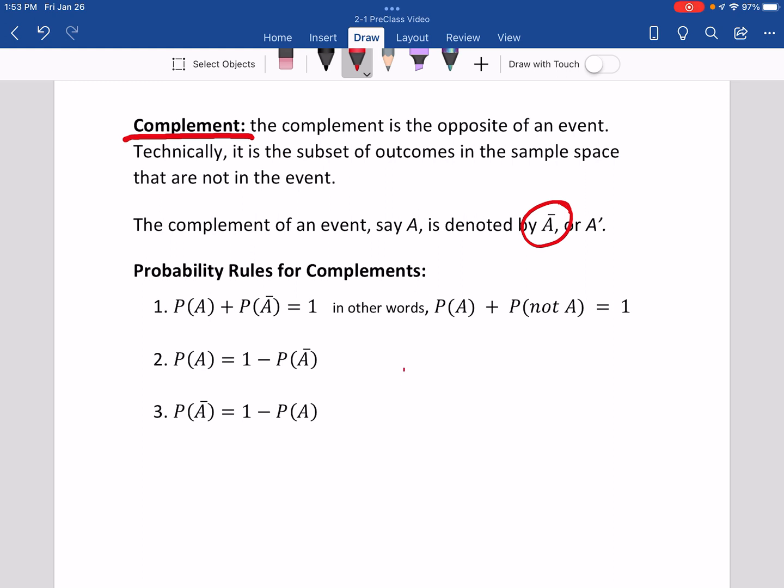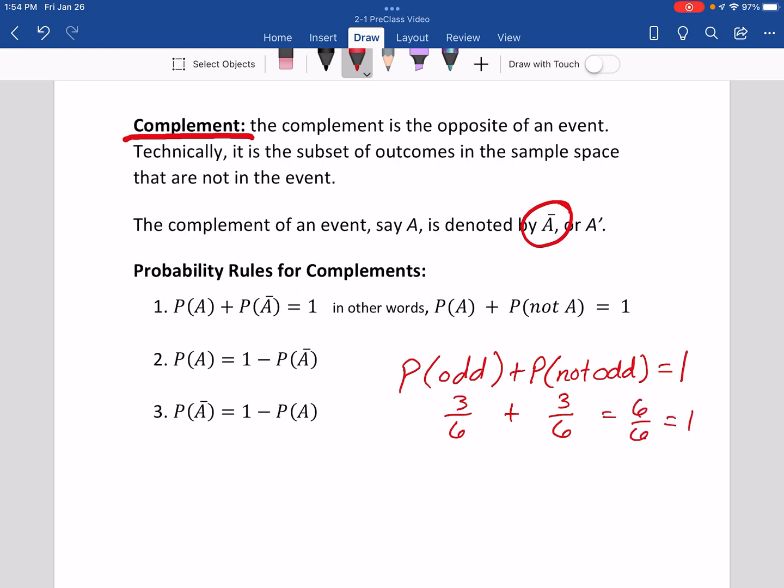A bar really reads as not A. So for example, if I am using the dice, the probability of rolling an odd plus the probability of getting not odd would have to equal 1, because the not odds would be the evens. That makes sense, right? Odds are 1, 3, and 5, and then we've got 2, 4, and 6. That equals 1.